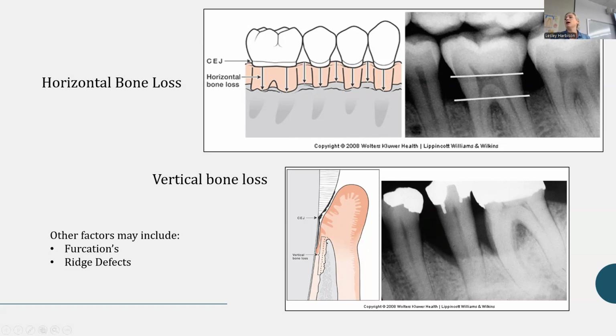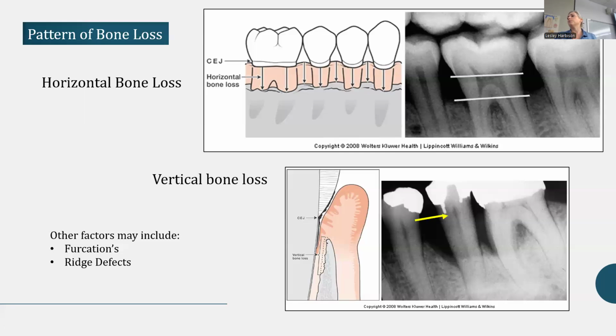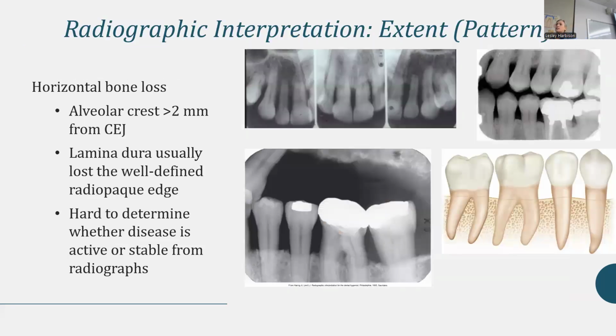Vertical bone loss is sloped. So we're going to see a vertical defect, it's not going to drop down evenly. One side's going to have more bone loss than the other. So that's your pattern of bone loss. I'm just highlighting some of those shapes there. Horizontal bone loss, a little bit more for the pattern.